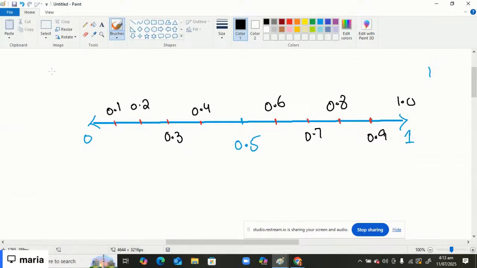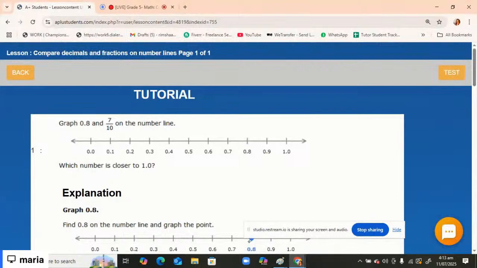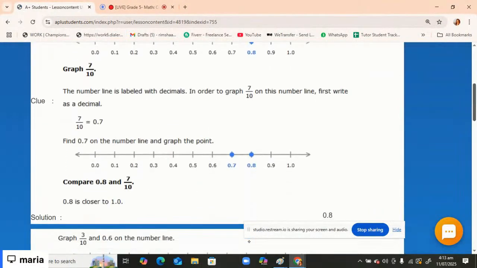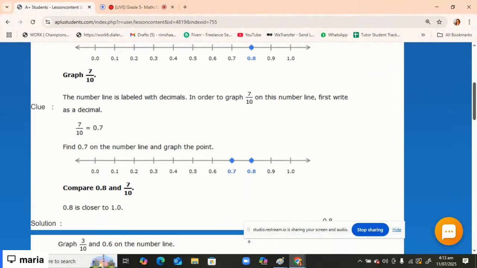If they are saying compare 0.8 on the number line, where does 0.8 lie? It lies on this point. Okay, this is your 0.8. And now the next they are saying is 7 by 10. Again they are just drawing the number line.